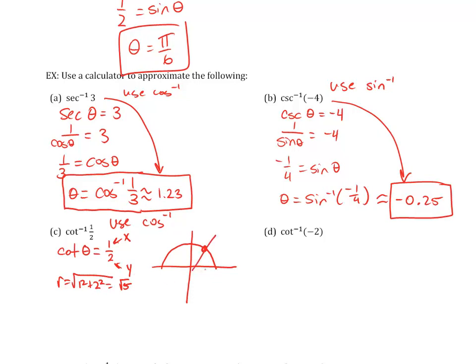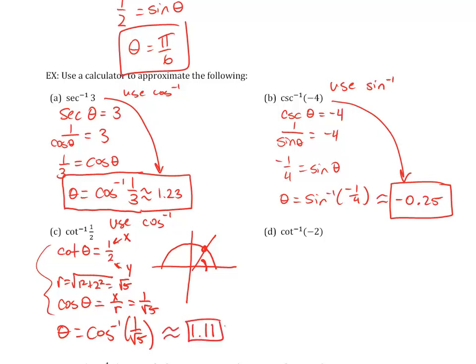So what's the cosine of that angle? If cotangent is 1/2, the cosine of that angle is X over R, or 1 over the square root of 5. So with my calculator, I'm going to use cosine inverse of 1 over the square root of 5. I have to go through this extra step to get it in terms of cosine inverse so that I can plug that into my calculator, which gives me 1.11.